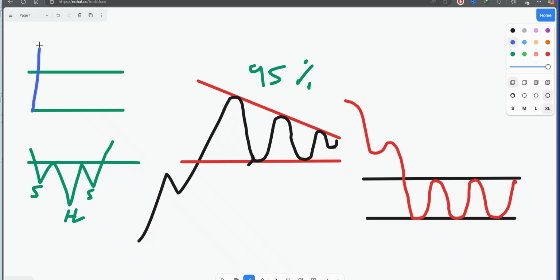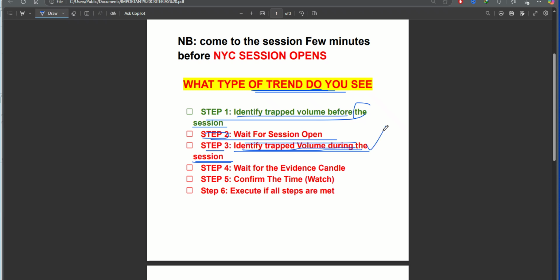However, some days they'll do something like this. Mostly they give you this one when prices have been coming down. This is what we call the half Batman. This is most likely going to go to the downside, but you should not conclude until they show you. So now you know who is trapped. What do you do next? You wait for the evidence.